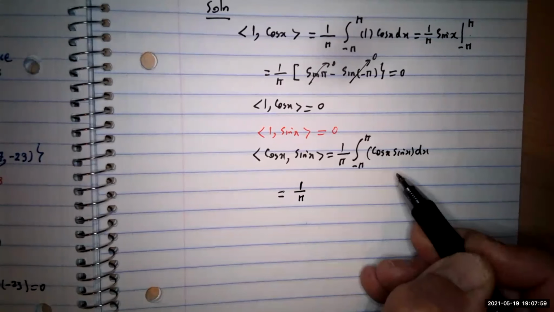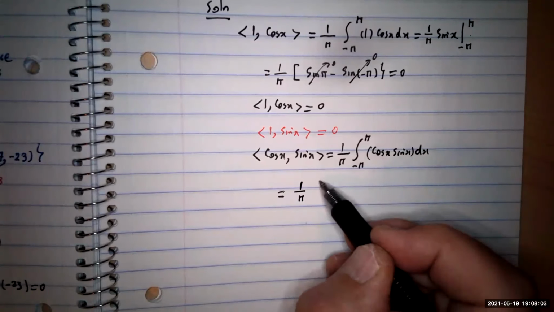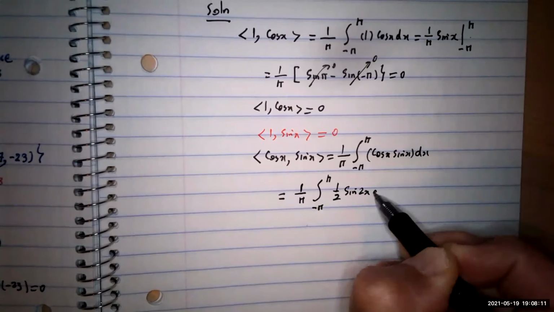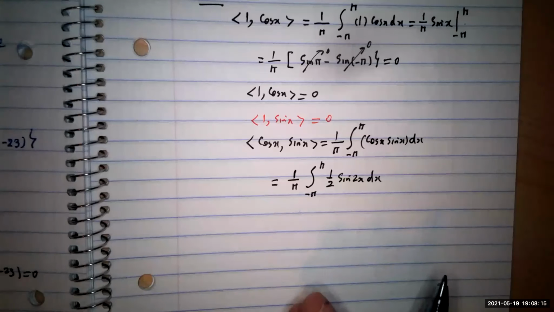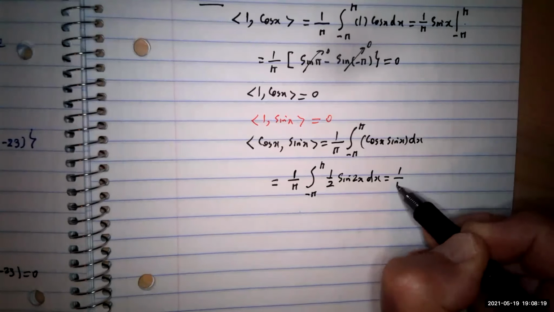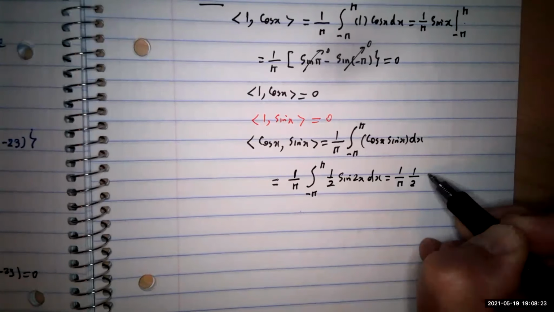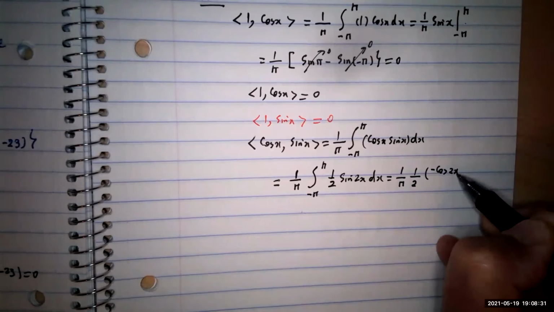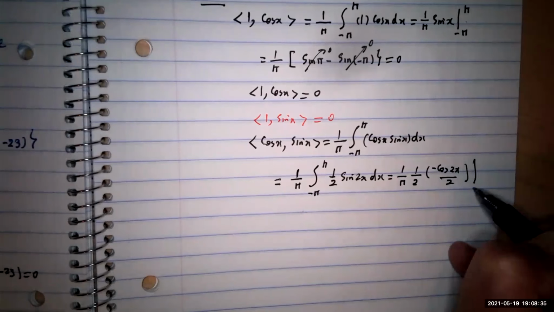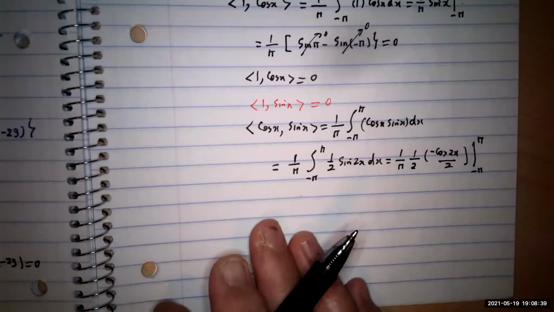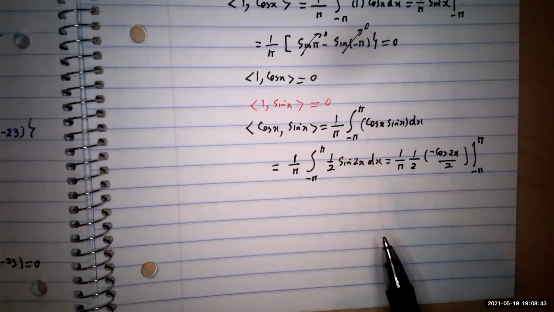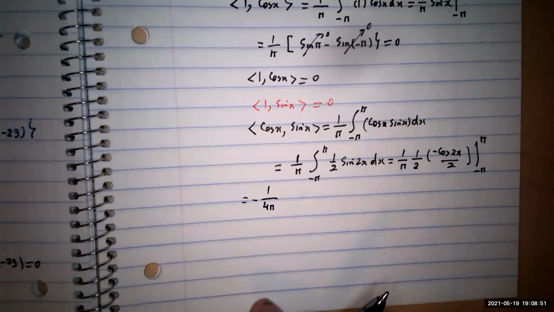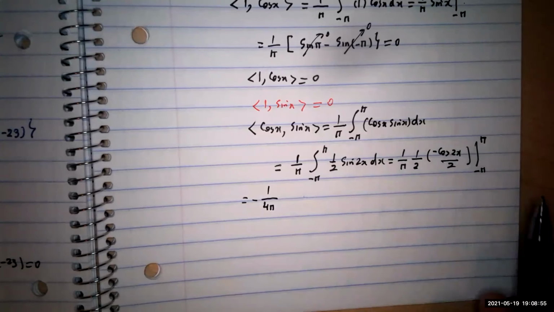So if you want to change it to the double angle, it's going to be 1 over pi. You know that 2 sine x cosine x is the sine of 2x. So we can write it as the integral from negative pi to pi of 1 half of the sine of 2x dx. Quickly, this is going to be 1 over pi, times 1 half, and that gives you the negative cosine of 2x over 2 again, evaluated from negative pi to pi. If you put them together, that gives you 2 times 2, 4. So it's a negative 1 over 4 pi.